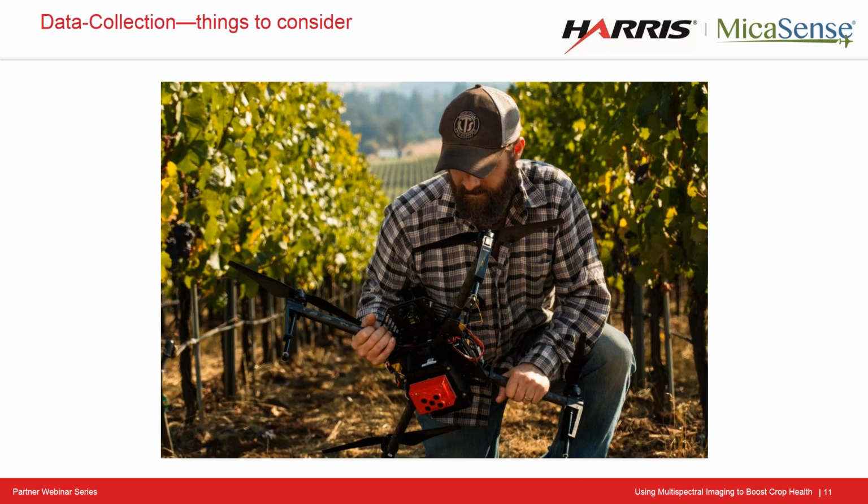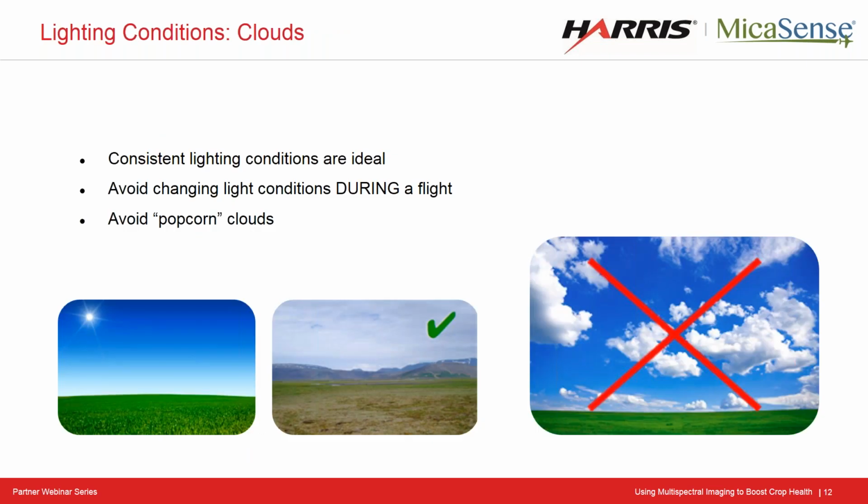Yeah, so next we'll go through a few pretty elementary slides on data collection and things to consider. This is probably going to be good for the first two categories of our poll results. So the first thing you want to consider before you collect data is the lighting conditions. Really the best kind of conditions are consistent conditions across the area that you're collecting data on.